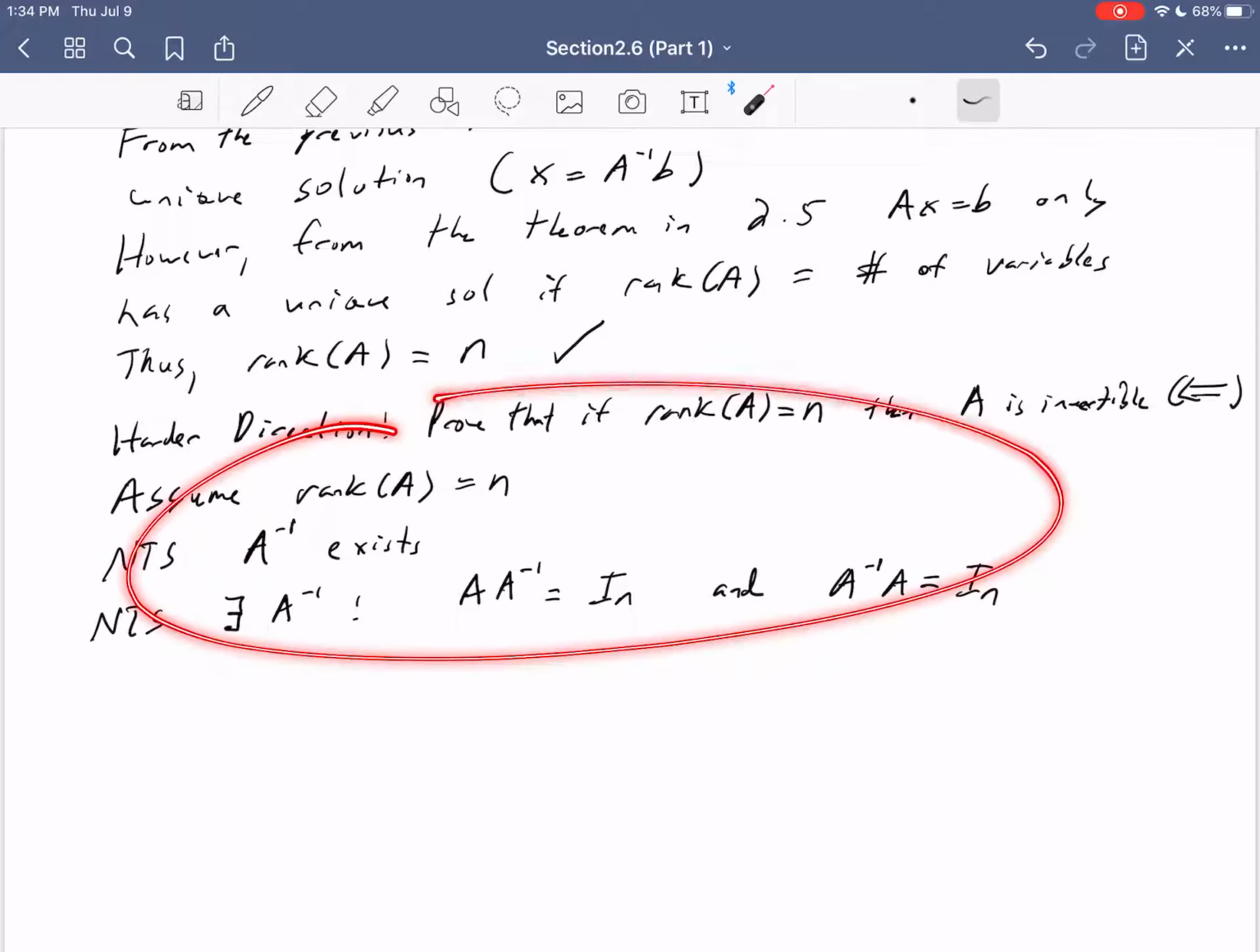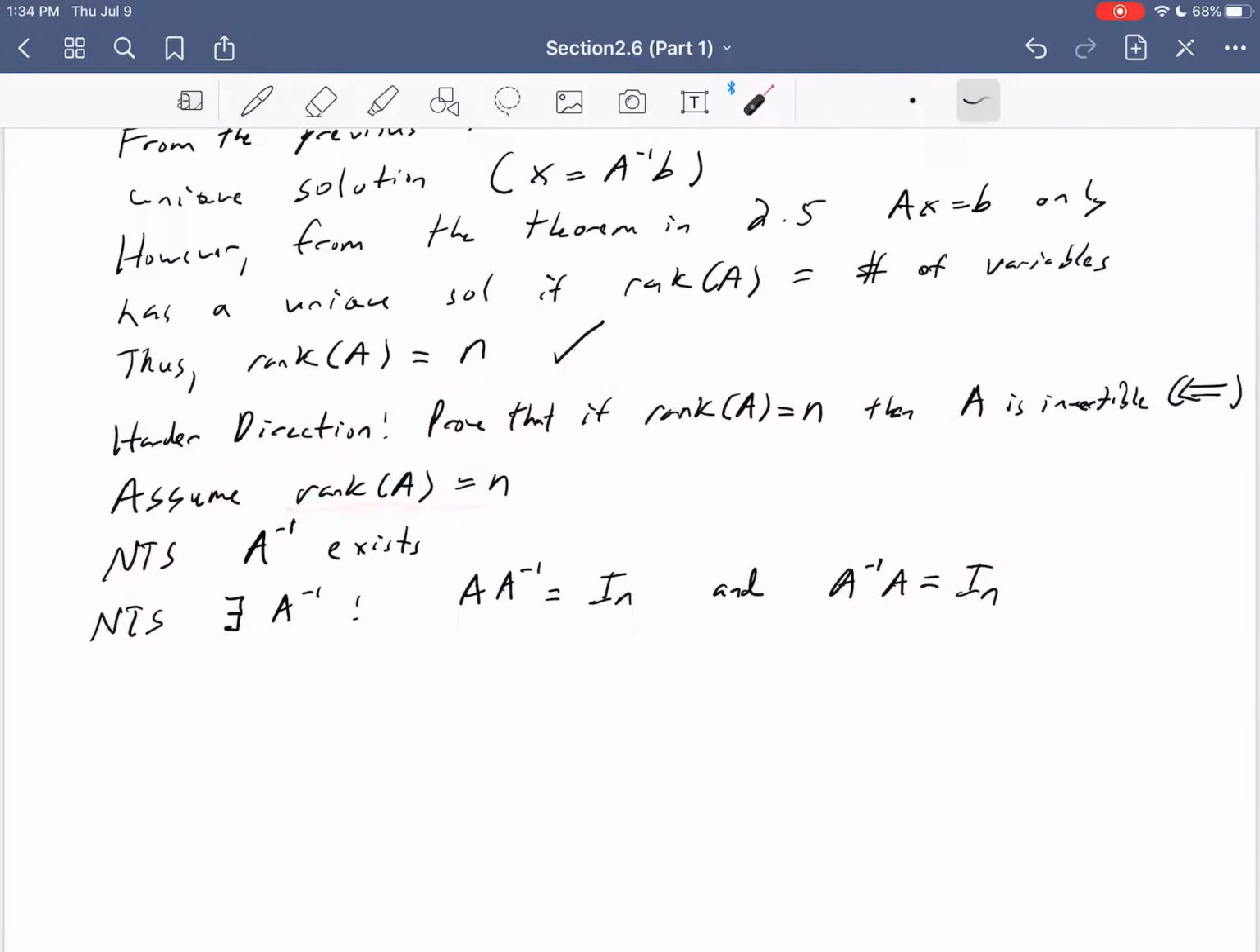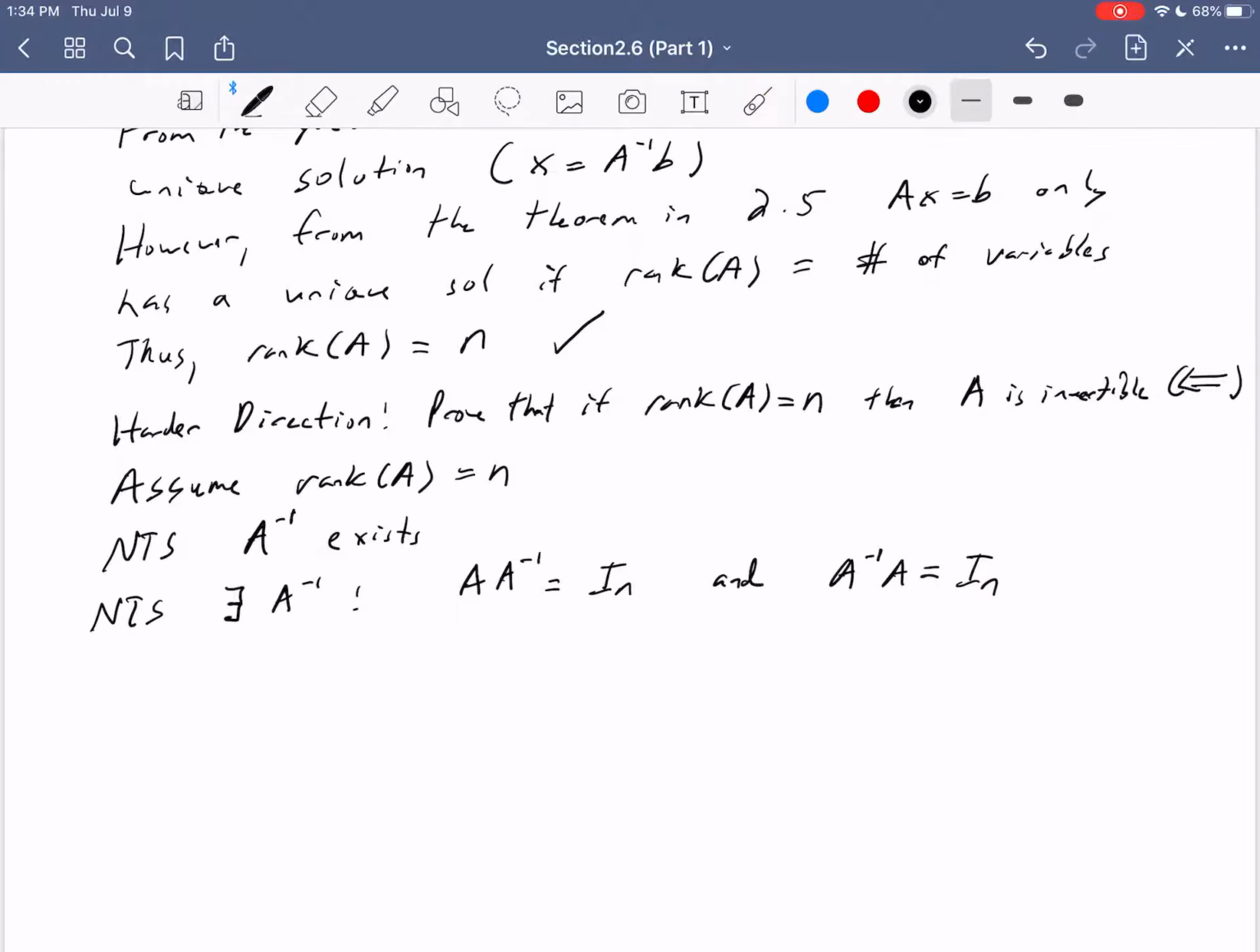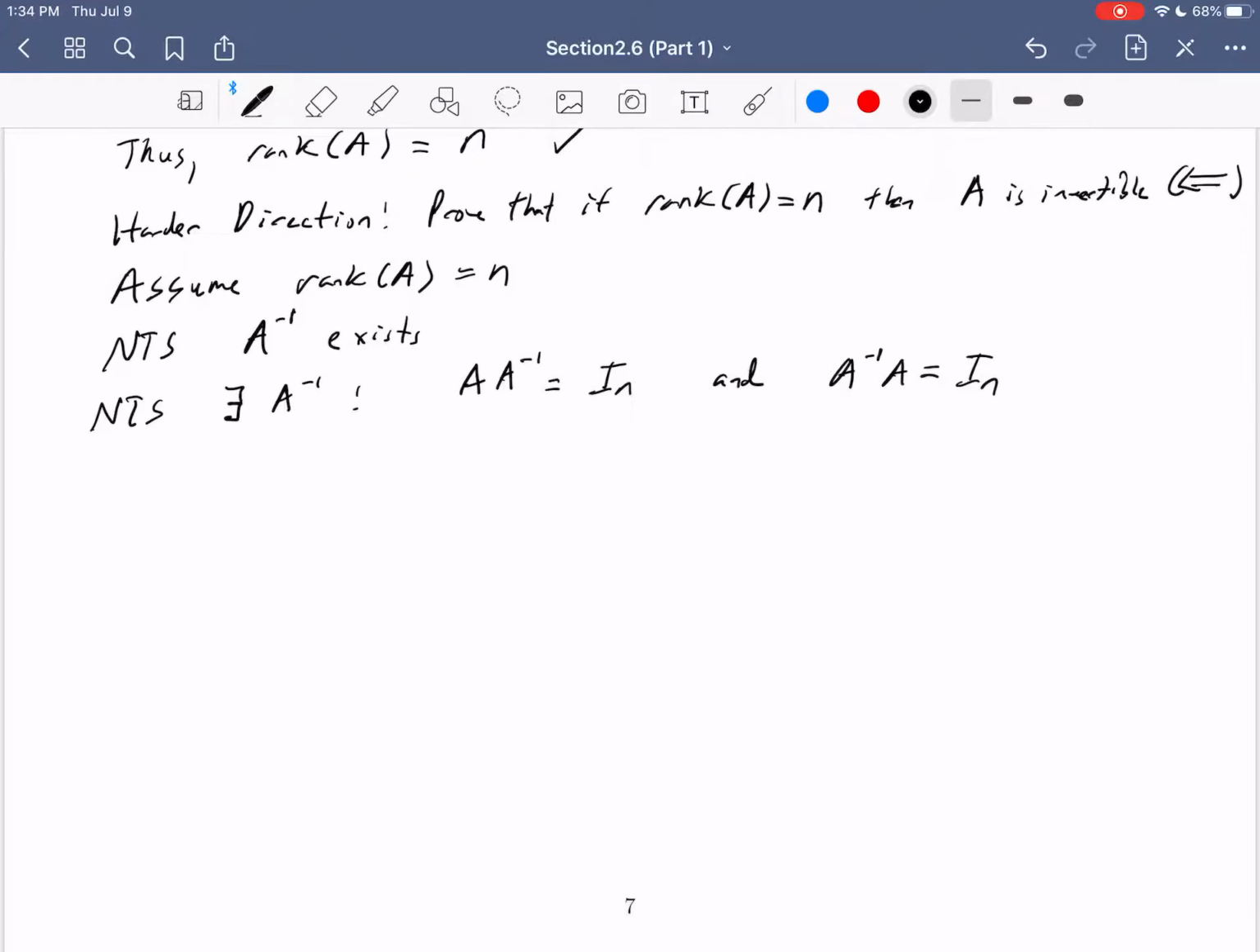So to do this proof, the only thing we get to assume is that the rank of A is equal to n, and what we need to do is figure out what A inverse should look like, and we need to verify that A inverse has the properties that the inverse matrix is supposed to have, namely that A times A inverse is the identity and A inverse times A is the identity. Okay, so to do this, we need a little bit of a mechanism, just a notational piece. To do this, we're going to begin by defining the following.